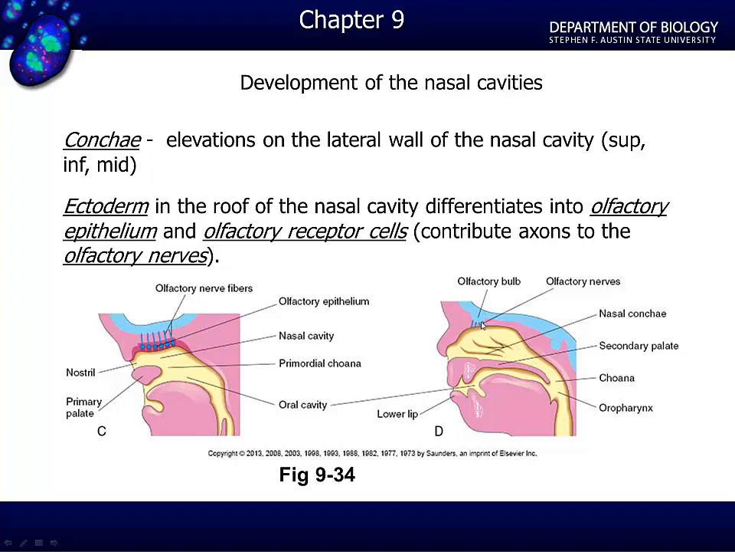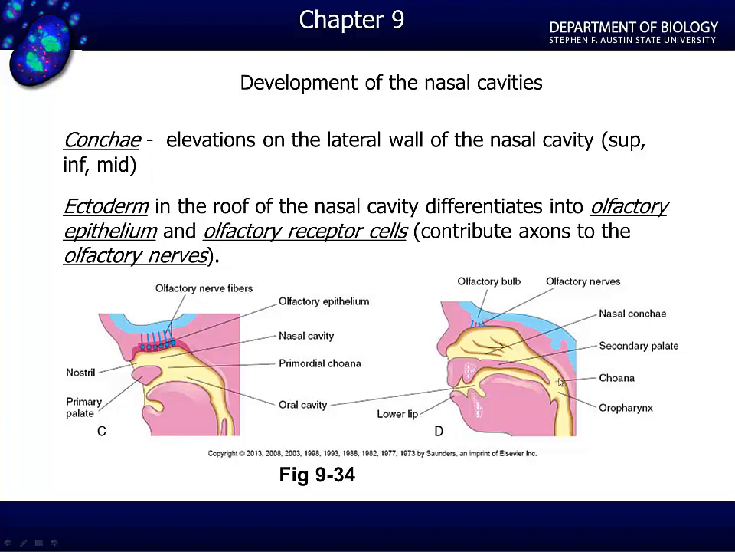So we can see by much later in development, we have our olfactory bulb. We've got our olfactory nerves stemming from our olfactory epithelium. We've now got our nasal cavity. And instead of a choana, what we've got is these folds or ridges that we see. It's going to increase the surface area in the nasal cavity, and these are our nasal conchae, the folds that we see here. There's our palate.